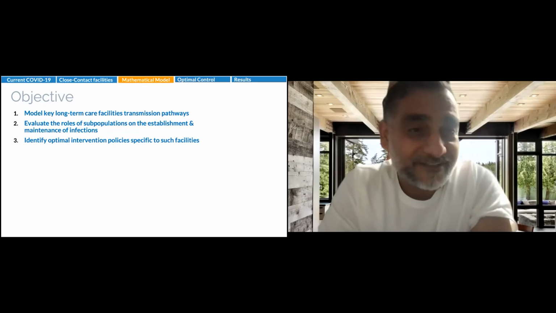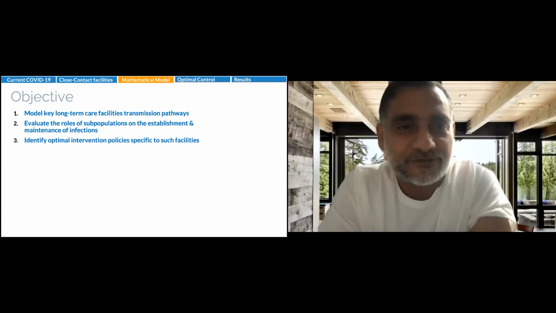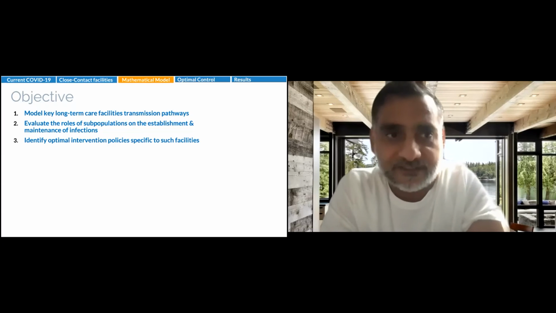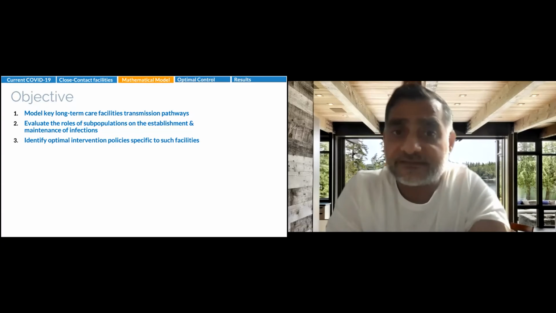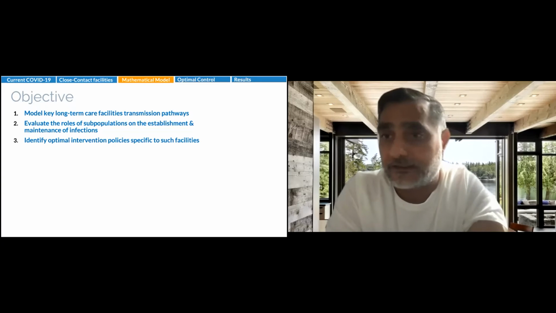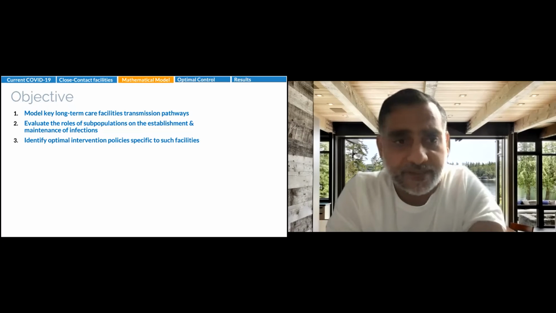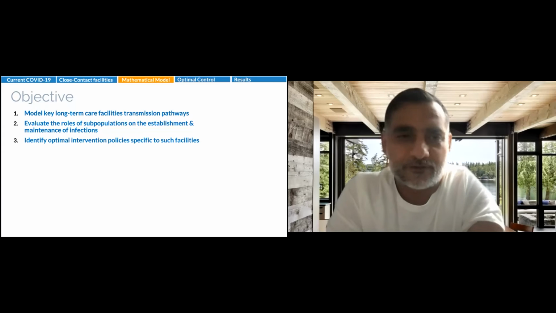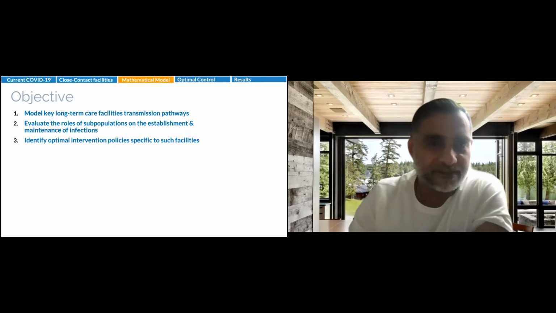So we have three objectives here. First was to model long-term care facility transmission pathways. What are the transmission pathways that are there? What are the subpopulations that are important in close contact facilities in infection transmission dynamics? And then how do we design intervention policies for such facilities? We are not just doing it for the sake of doing another mathematical problem. We also did quite a good literature review on parameter estimation and policy implementations.